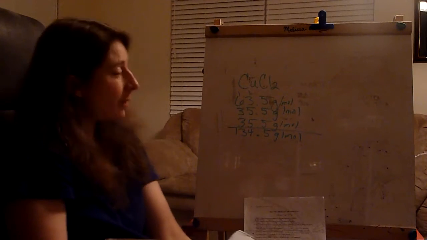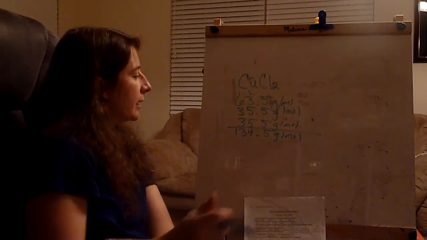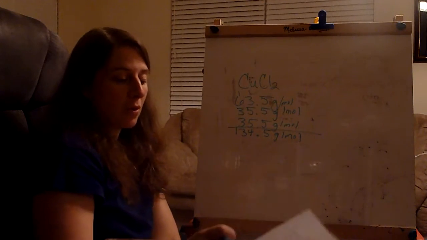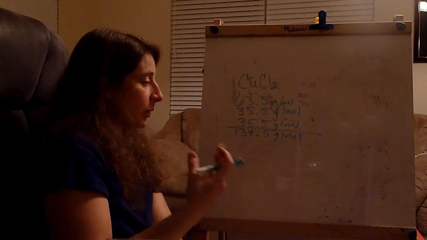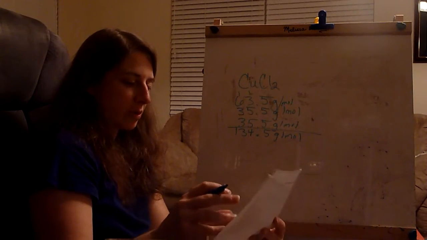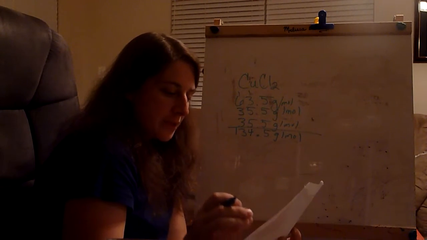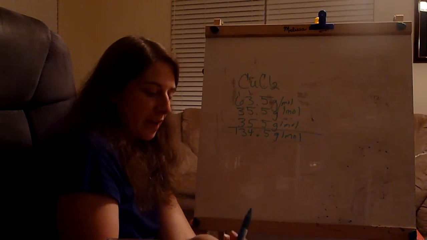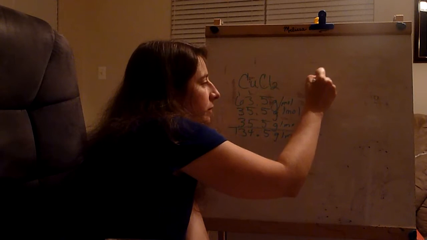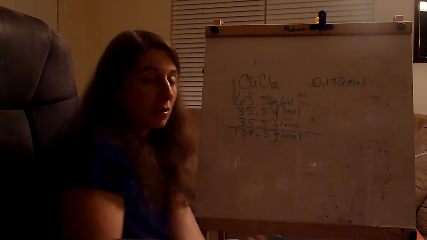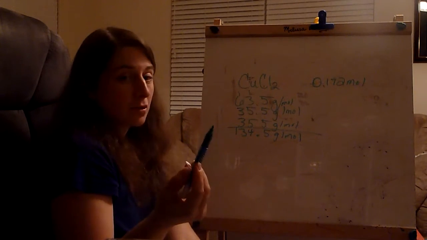So when I add them up, I find that copper chloride has a molar mass of 134.5 grams per mole. That means if I had 134.5 grams of copper chloride, I would have exactly 1 mole of copper chloride. So now I know also from the problem that I possess 0.172 moles of copper chloride. How do I convert that to grams?